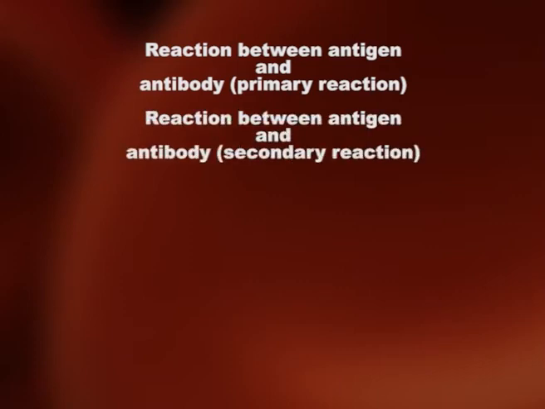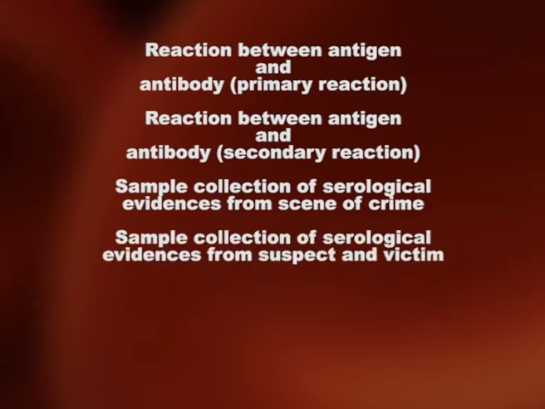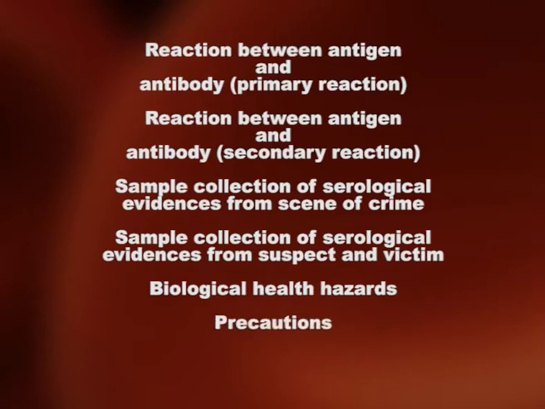We will be covering the following modules in today's lecture. Module 1, reaction between antigen and antibody, that is the primary reaction. Module 2, reaction between antigen and antibody, which is the secondary reaction. Module 3, sample collection of serological evidences from scene of crime. Module 4, sample collection of serological evidences from suspect and victim. Module 5, biological health hazards. Module 6, precautions. And finally, Module 7, conclusion.